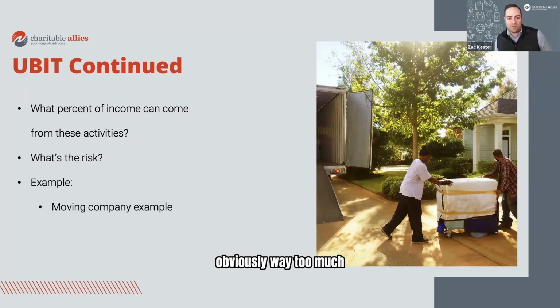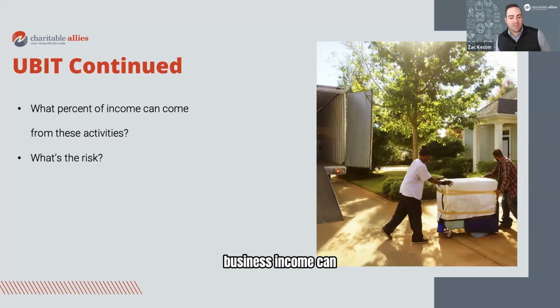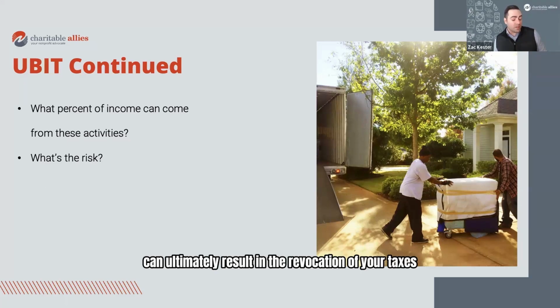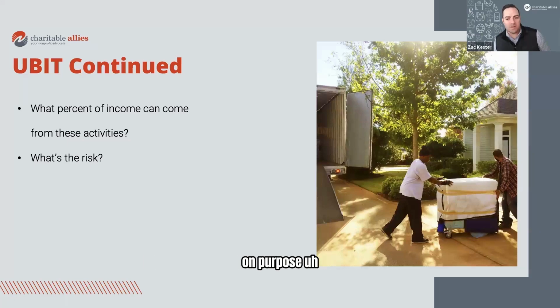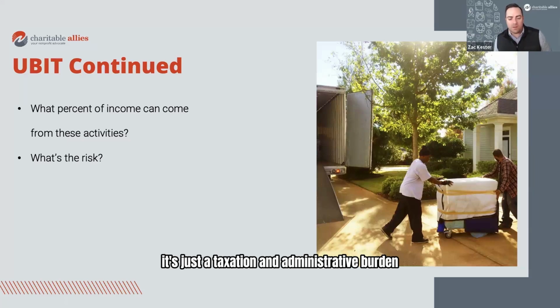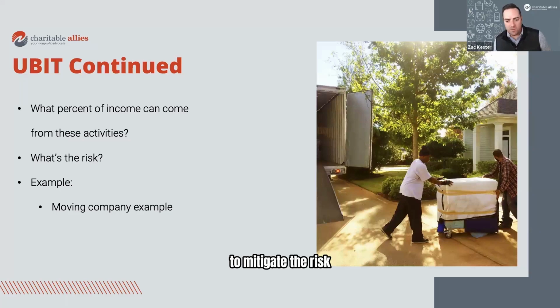What's the risk? Way too much business income can ultimately result in the revocation of your tax exemption. But typically it's just taxation and the administrative burden associated with that. Like I said, we can drop it down into a subsidiary to mitigate the risk.